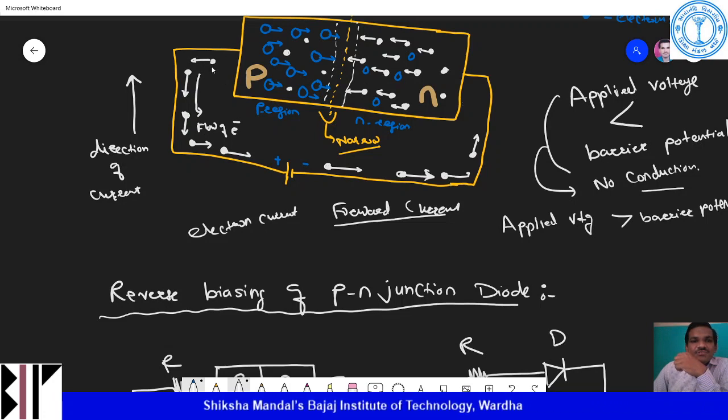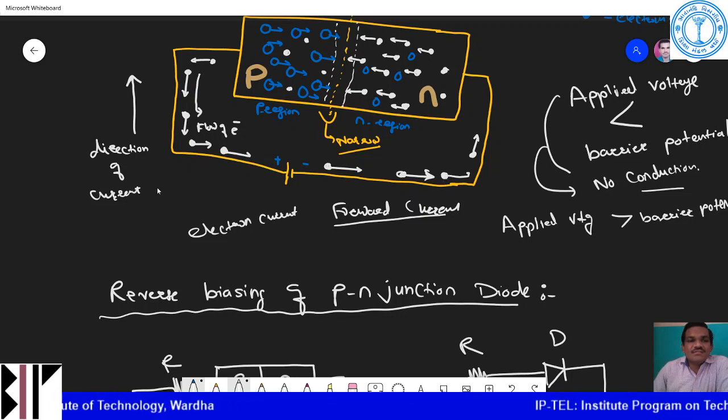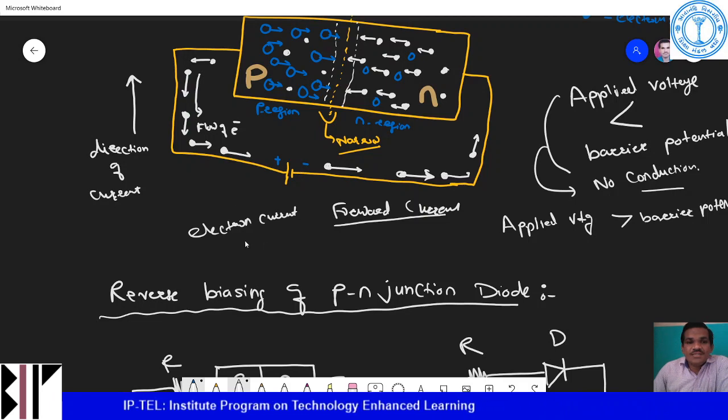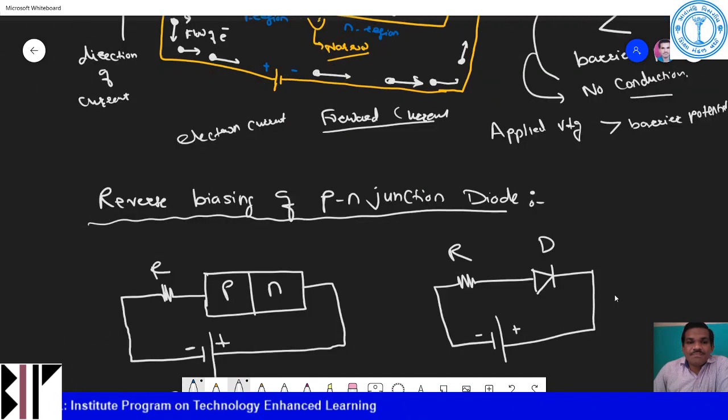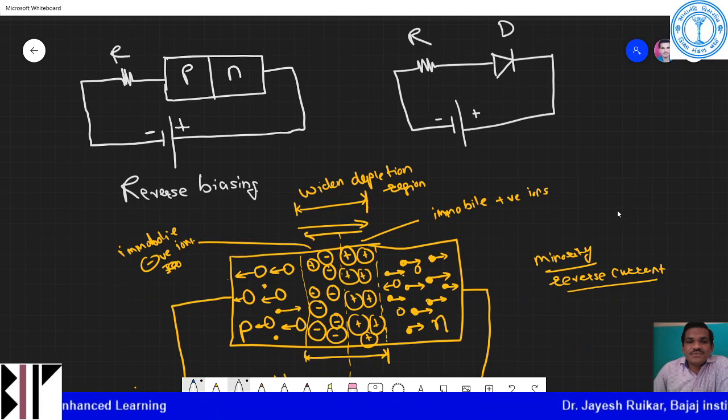This is the flow of electrons, and the reverse direction is the direction of the conventional current. So what is this current? This current is known as forward current, and the current given by these electrons is called electron current.